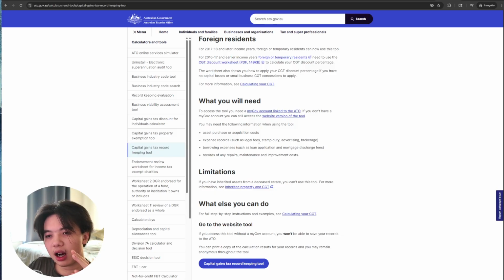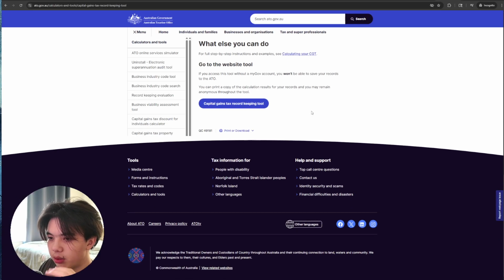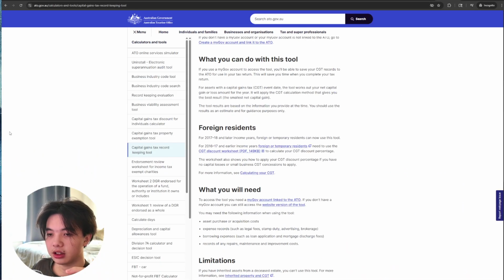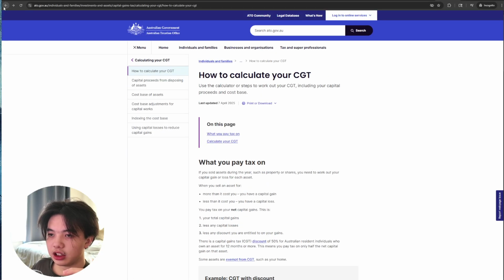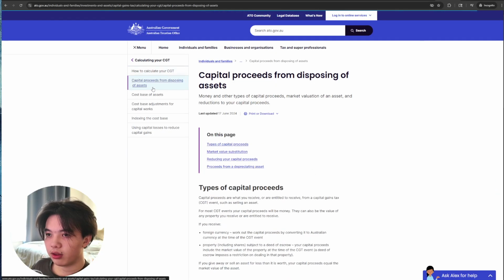The main holding costs you can include are things like borrowing costs on an investment property when it was being built, or certain legal and valuation fees related directly to the asset, and improvement costs, such as capital improvements that add value, like renovations to an investment property. Routine repairs and maintenance do not count. So just keep that in mind. And the disposal costs, so the brokerage or agent's fees, legal fees, advertising for sale, and so on, all of these combined give you the total cost base.